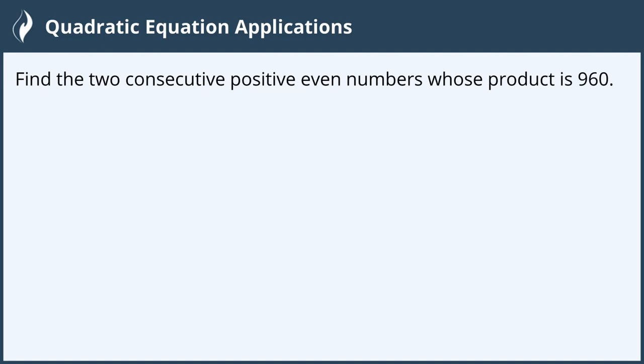Hi everyone! In this video, we will do a quadratic equation application problem. Find the two consecutive positive even numbers whose product is 960. The first thing we want to do is that we're looking for two numbers that we don't know.